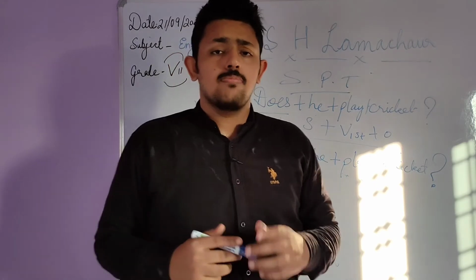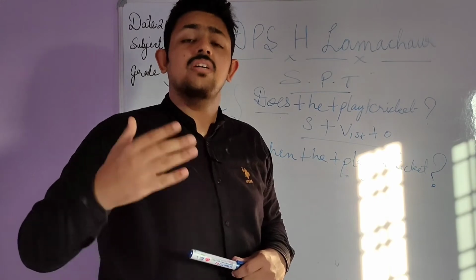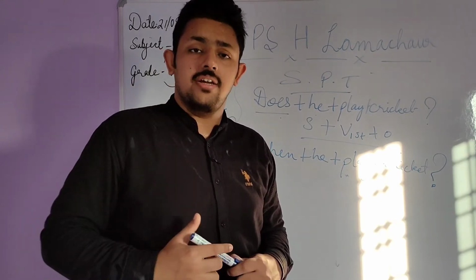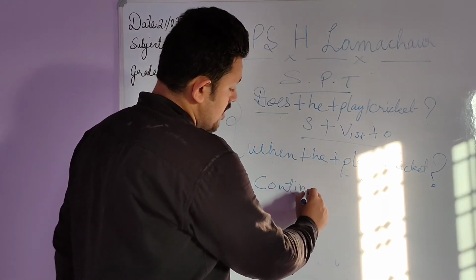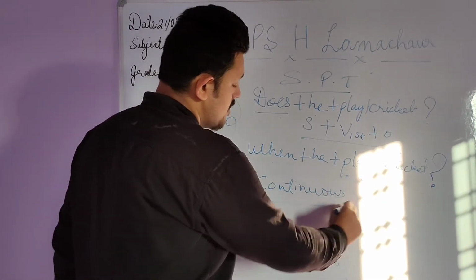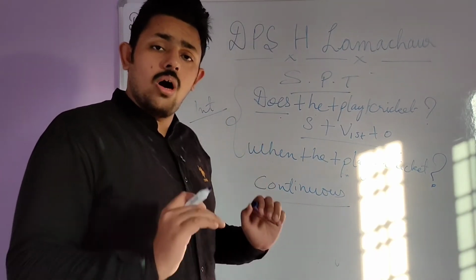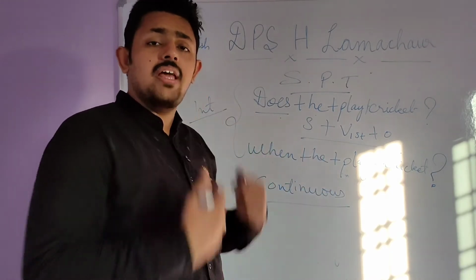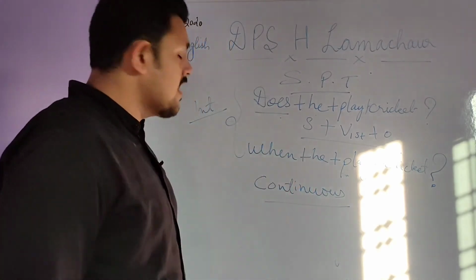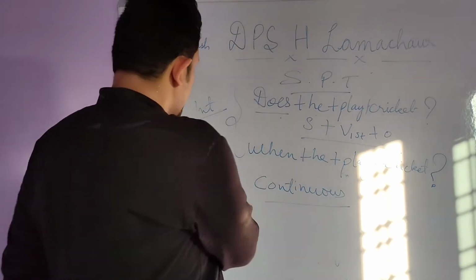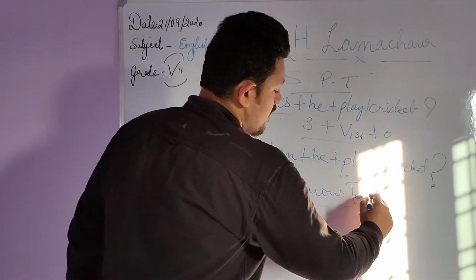Now we will move ahead with the second form of the present tense, that is present continuous tense. By the word continuous, it is clear that the action is continuing. So the second is the continuous tense. By the word continuous, it is very much clear that the verb, the action, is still happening. So whenever the action is still happening, we will use this form of the tense, that is present continuous tense.